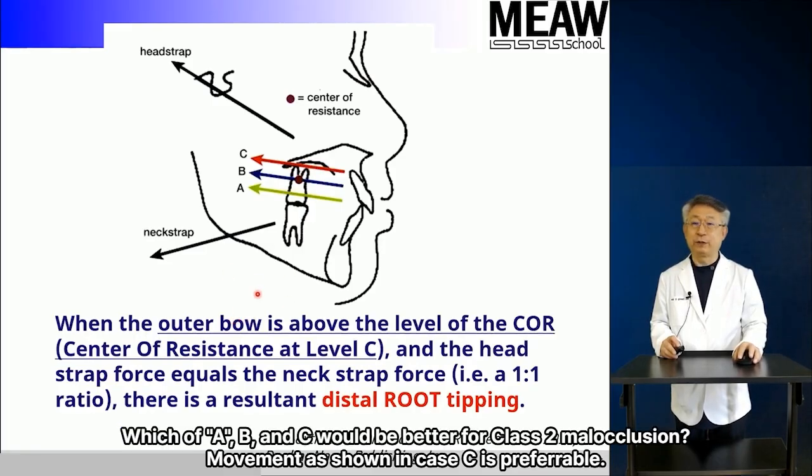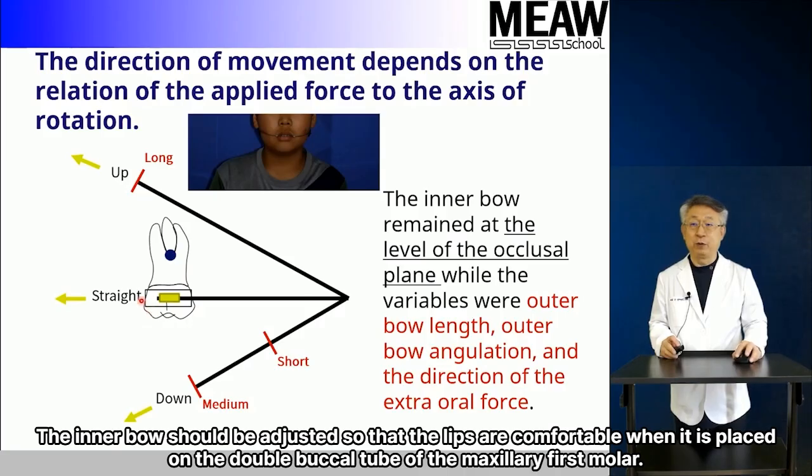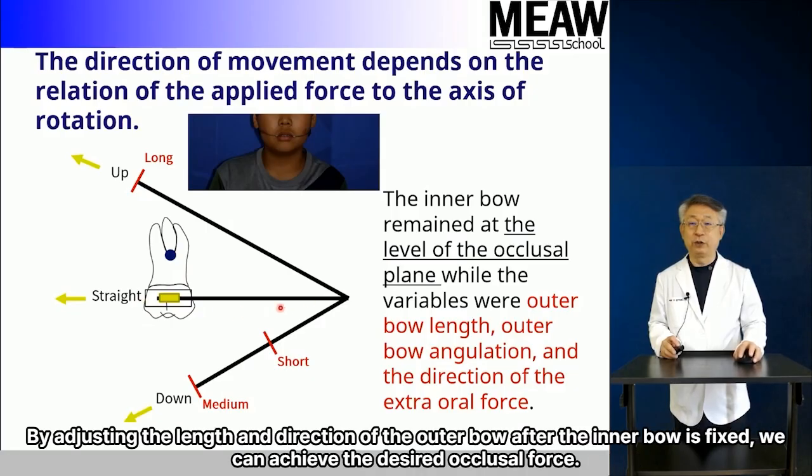Which of A, B, and C would be better for Class 2 malocclusion? Movement as shown in case C is preferable. The position of the inner bow of the headgear is determined by the maxillary arch. The inner bow should be adjusted so that the lips are comfortable when it is placed on the double buccal tube of the maxillary first molar. By adjusting the length and direction of the outer bow after the inner bow is fixed, we can achieve the desired occlusal force.